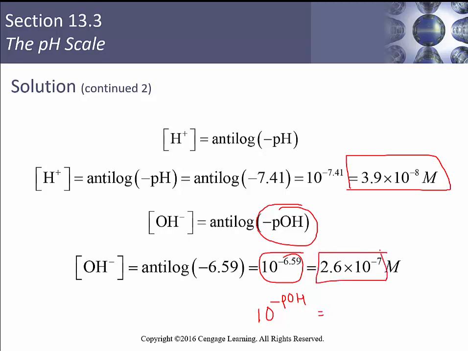And if you want to double check, those two together are going to equal 1 times 10 to the minus 14, right? And you can kind of look up here. I've got a 7 and I've got an 8. And if I factor in that they're not all just unity, I'm going to end up with 1 times 10 to the minus 14.